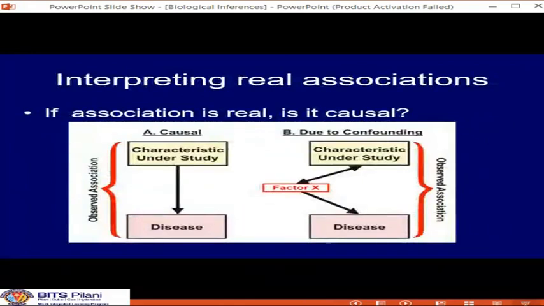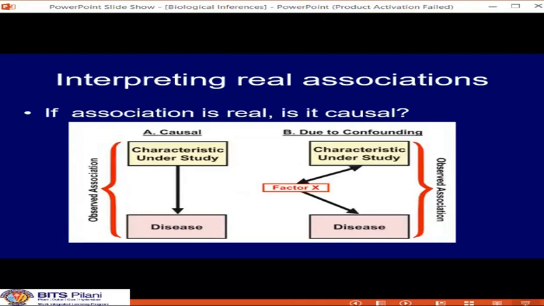So to put this pictorially, on the left, it's a causal association. Let us say smoking is a characteristic under the study, and the disease is lung cancer. You observe an odds ratio of 5. Say the odds of smokers getting lung cancer is 5 times the odds of non-smokers getting lung cancer. And you say that this is possibly causal.